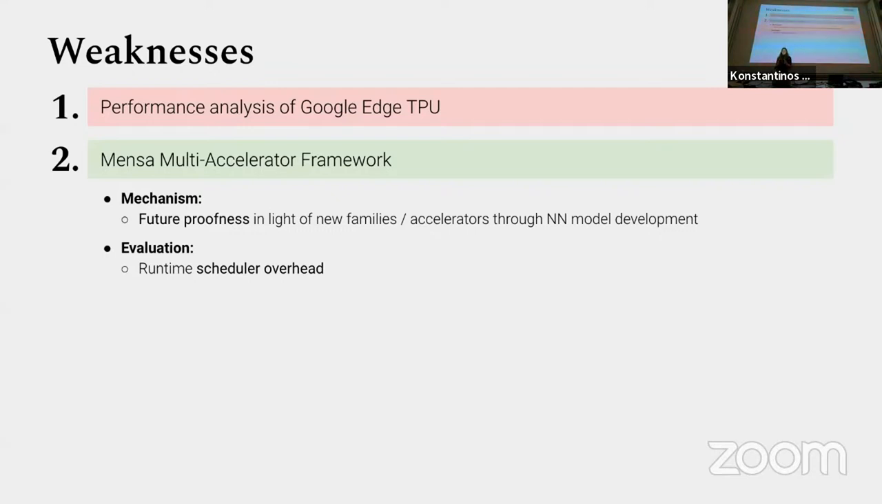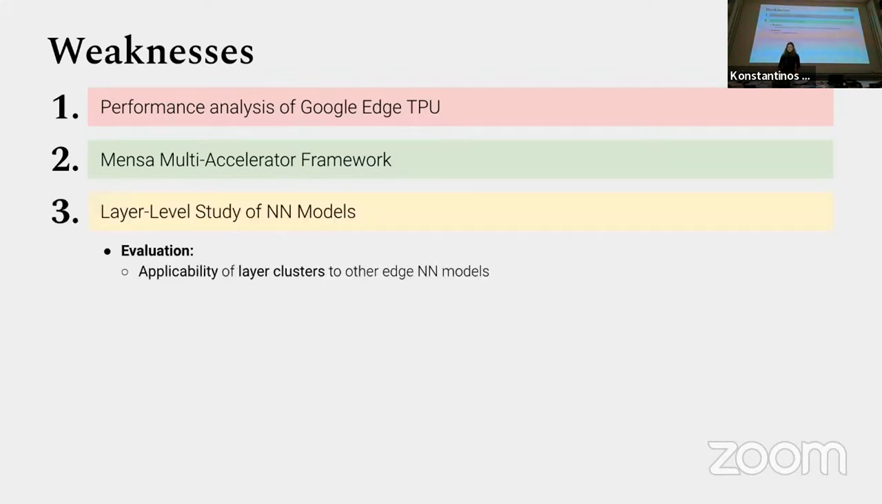And then I am also lacking insight into the runtime scheduler overhead. So that is also, I guess, a question, not just how is the throughput of this TPU, but actually how is the overall execution overhead.